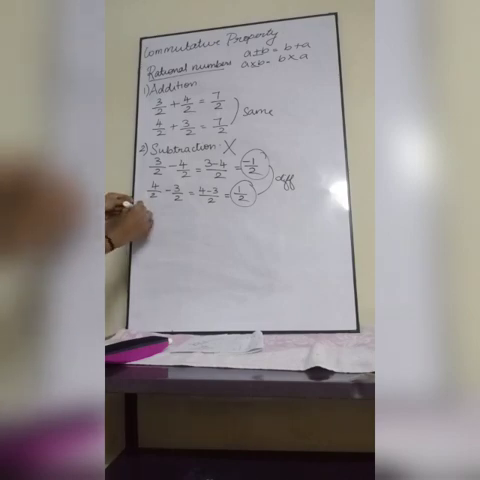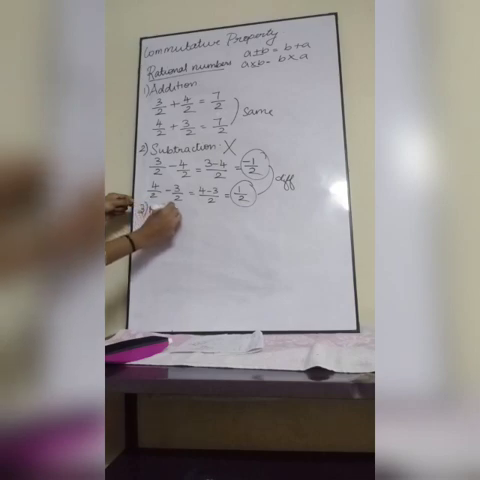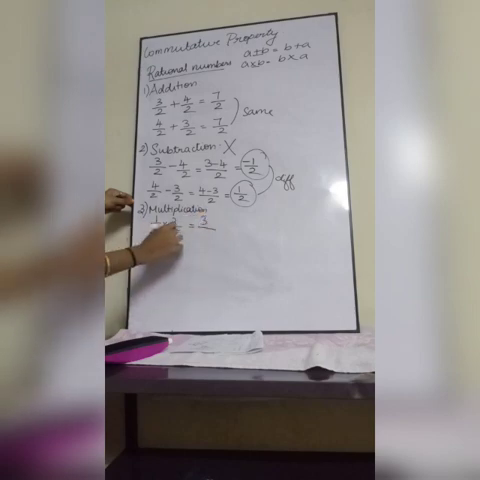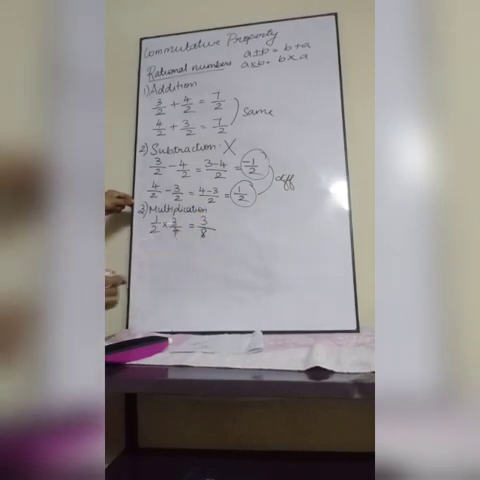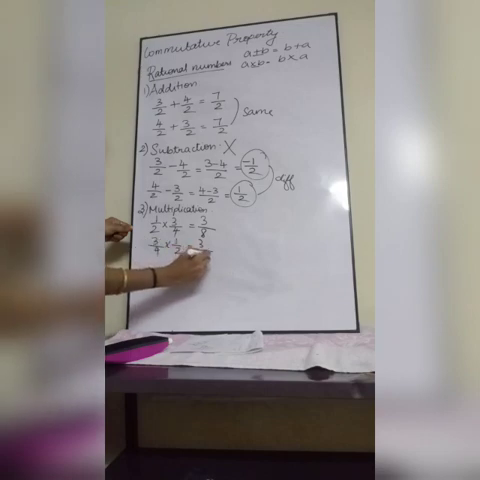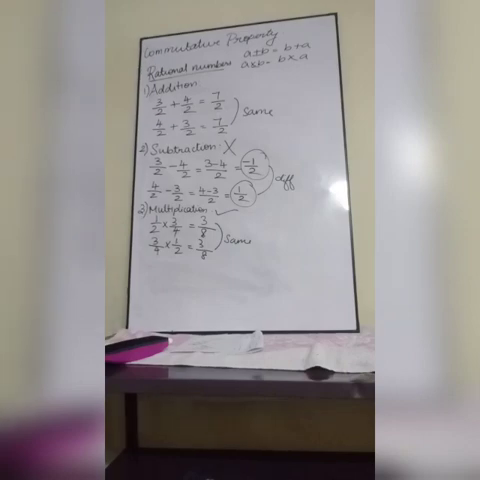Okay, next, multiplication. Multiplication we are going to do it 1 by 2 into 3 by 4. How are you going to do multiplication? Numerator into numerator, 1 into 3, 3. 2 into 4, 8. Right. Next, 3 by 4 into 1 by 2. So 3 into 1, 3. 4 into 2, 8. So both the answers are same. Therefore, rational numbers are commutative under multiplication.